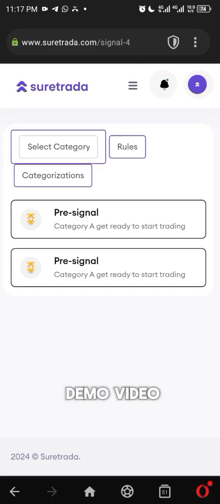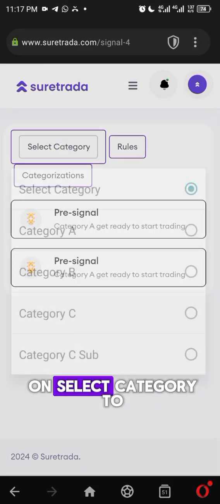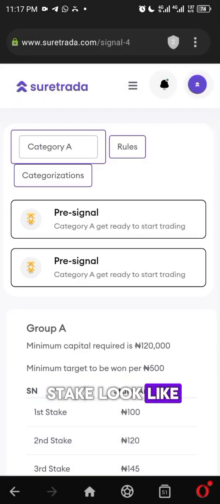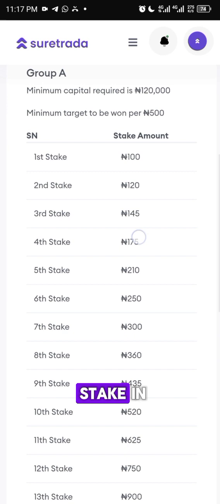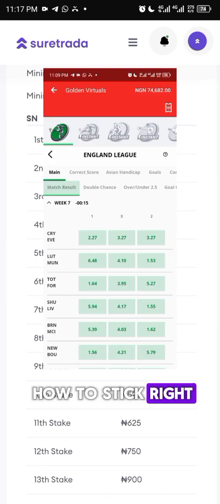But this is just a demo video, so I'm going to show you how to check your stake for each category. So when you click on select category, you click on category A. This is what your stake looks like. This category A stake. This is how you stake. It means that you go to the game. I just showed you how to stake. You look for Bayern.